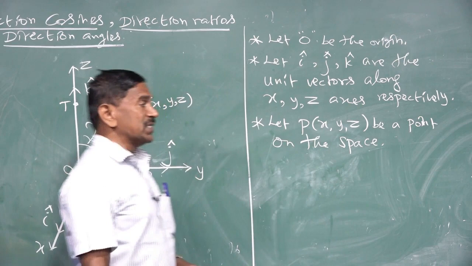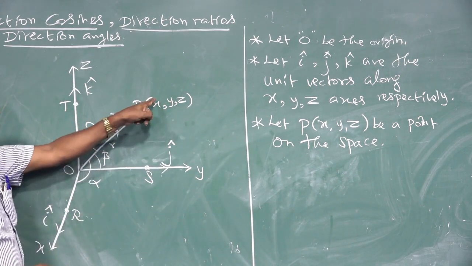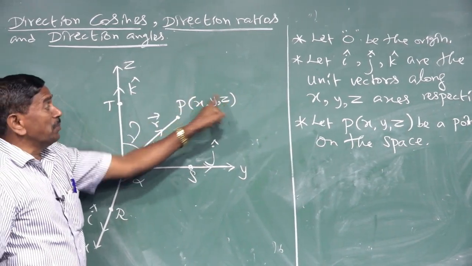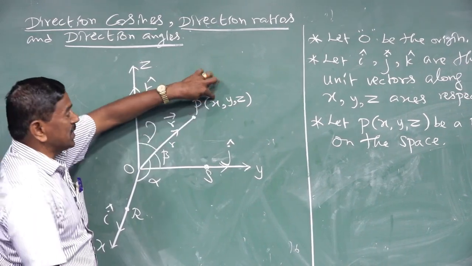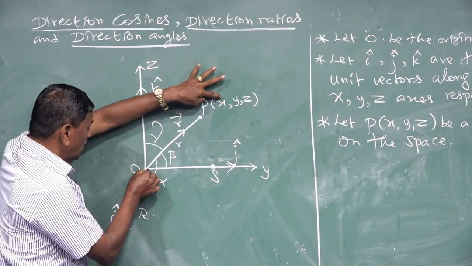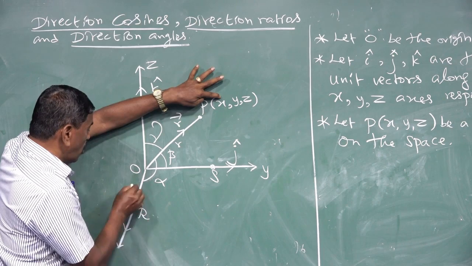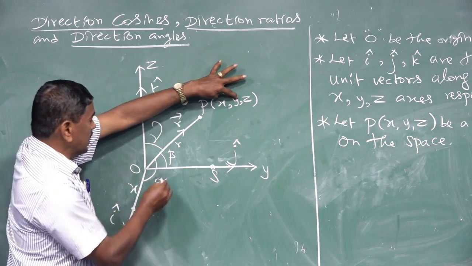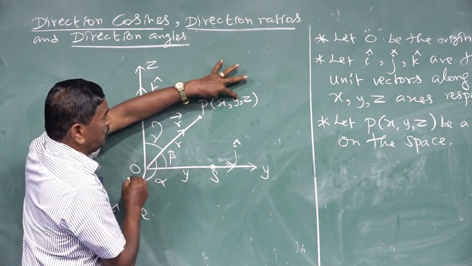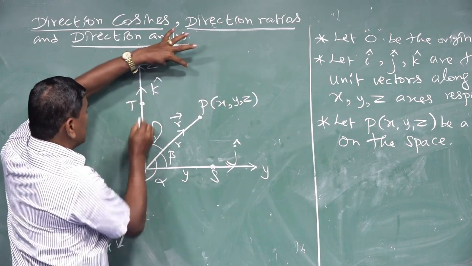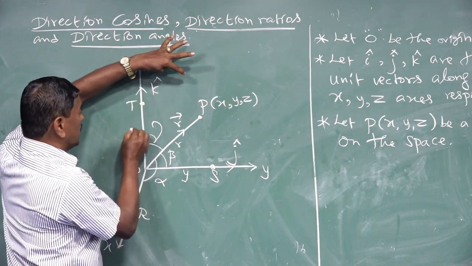Let P be a point in space. Clearly, P is a point (x, y, z), where x denotes the x-coordinate distance, that is, the distance OR is equal to x, and the distance OS is equal to y, and the distance OT is equal to z.